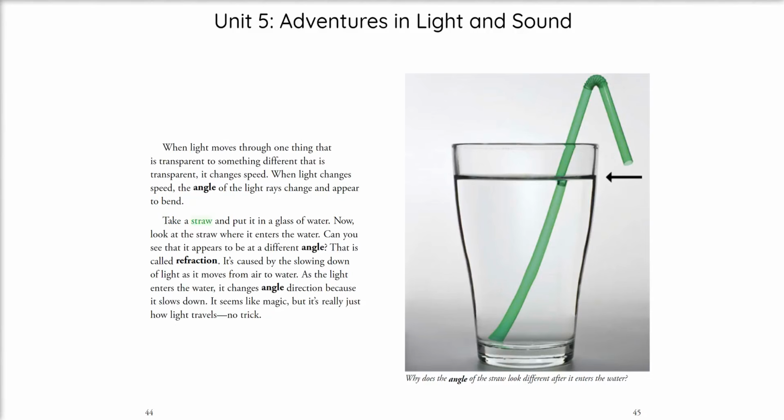Take a straw and put it in a glass of water. Now look at the straw where it enters the water. Can you see that it appears to be at a different angle? That is called refraction. It's caused by the slowing down of light as it moves from air to water. As the light enters the water, it changes angle direction because it slows down. It seems like magic, but it's really just how light travels. No trick.